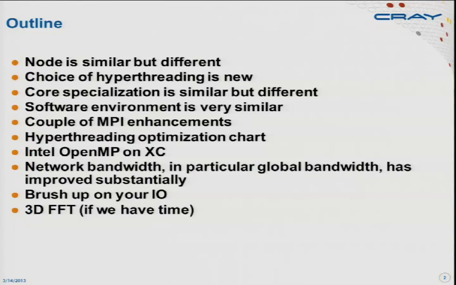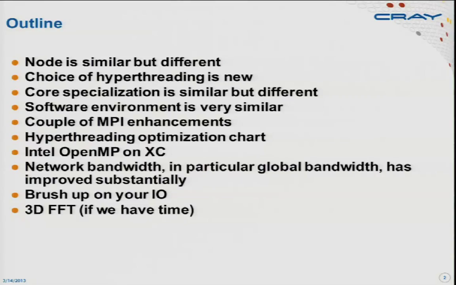So core specialization has been around, continues to be around, but there are twists to this. So we're going to go over that. The software environment is similar but different. I'm going to point out a couple of MPI enhancements already now, because most of MPI is similar, but there are a couple that are new and important, I think, to this environment. So we're going to touch that here.